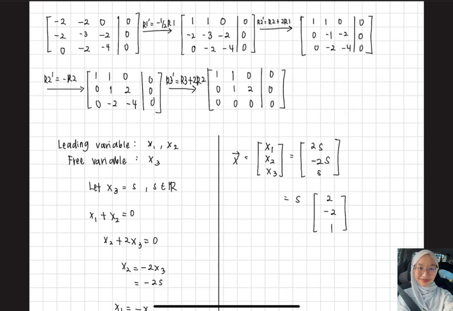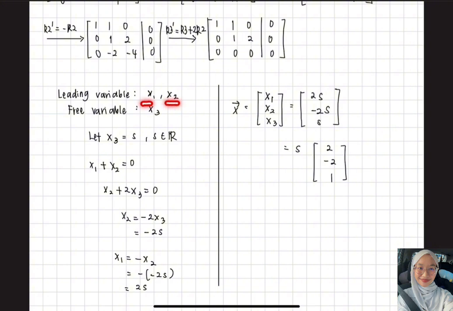Then we can see that the leading variables are x1 and x2, and the free variable is x3. So we let x3 equal s, where s is an element of R. From this matrix, the first equation is x1 plus x2 equals 0, and x2 plus 2x3 equals 0. So we get x1 equals 2s and x2 equals -2s. So the solution space is 2s, -2s, and s. So the eigenvector for lambda 3 equals 9 is 2, -2, and 1.